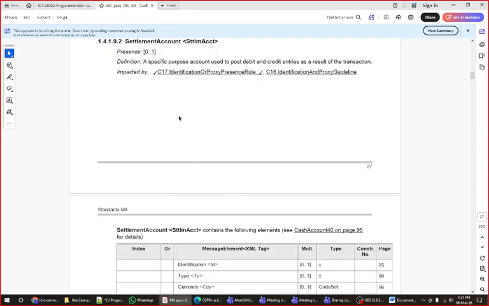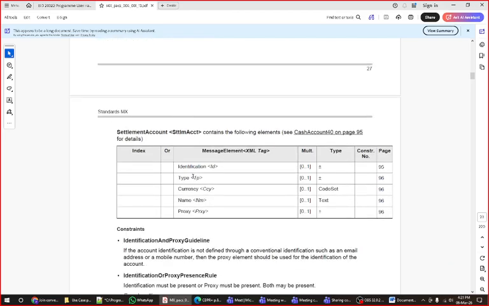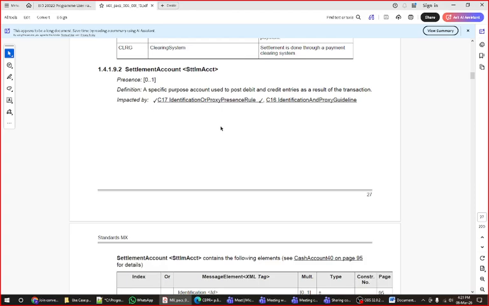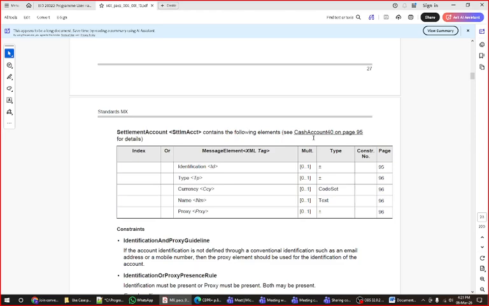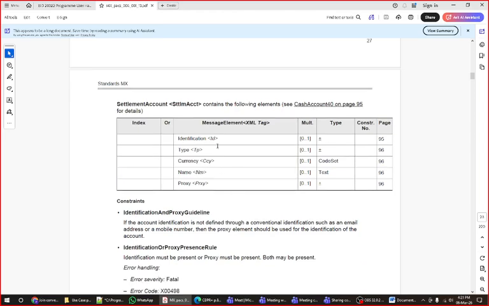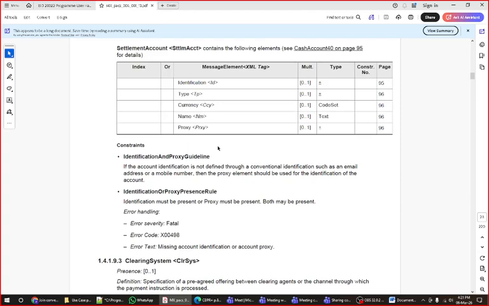You click on this. Inside settlement account, there are five types: ID, type, currency, name, and proxy. We have seen type and currency many times. Still, this is the specific account used to post debit or credit entries. Where exactly you are going to do the debit and credit entry of this particular settlement method is mentioned here. And if this account is not present, what error should be displayed is also mentioned here, such as service fatal or missing account.